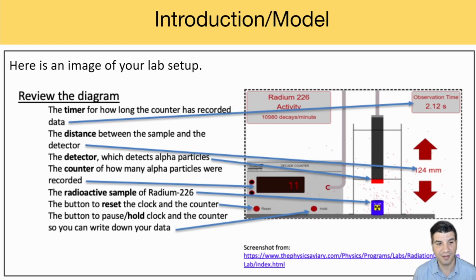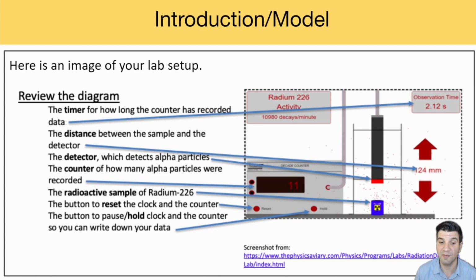So let's take a look at this diagram. Here it says we have a timer for how long the counter has been recording data. You can see the distance between the sample and the detector. If you click the up arrow, you're going to watch the detector move away. And if you push the down arrow, you'll watch the detector come closer to the radioactive sample. You have the detector itself, which actually detects the alpha particles. You have a counter, which is going to tell you how many alpha particles were recorded.